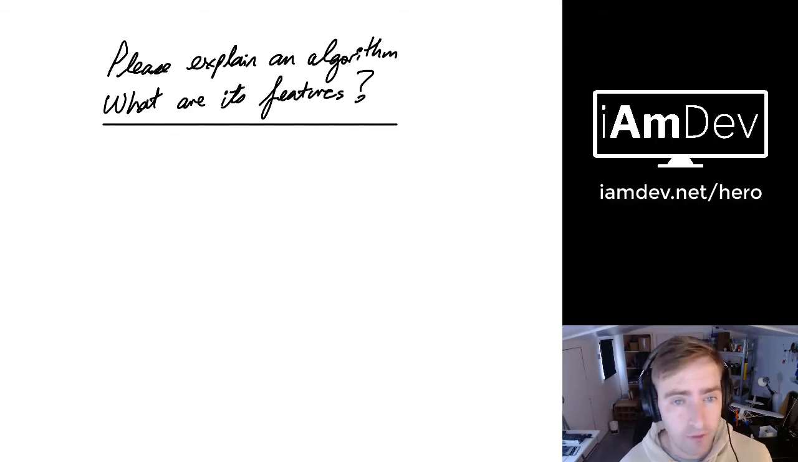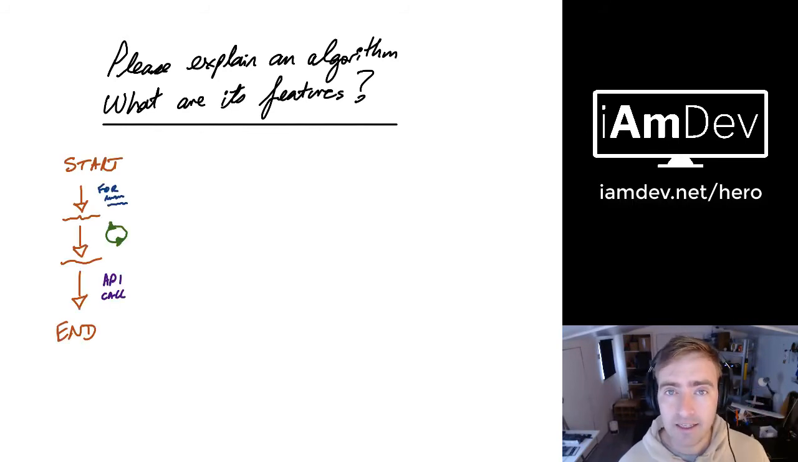Please explain an algorithm and what are its features. So this is a very, very common question in interviews because you do algorithms all the time. In fact, that's pretty much what programming is. You start with one piece of data, you run it through operations, individual steps, and then you end with whatever transformation you've done on that data, sending the data to a server, retrieving it, whatever it is.